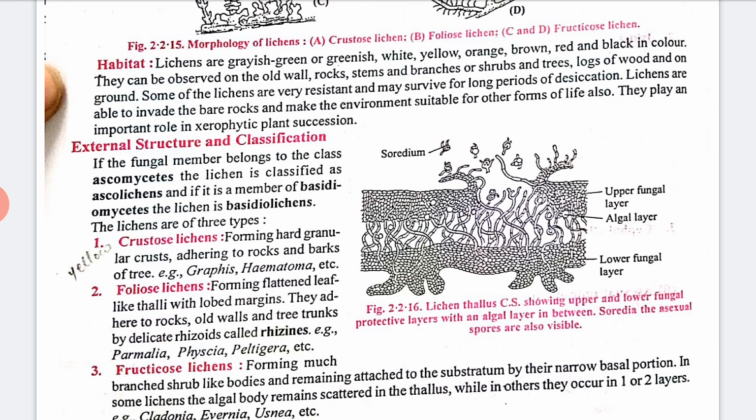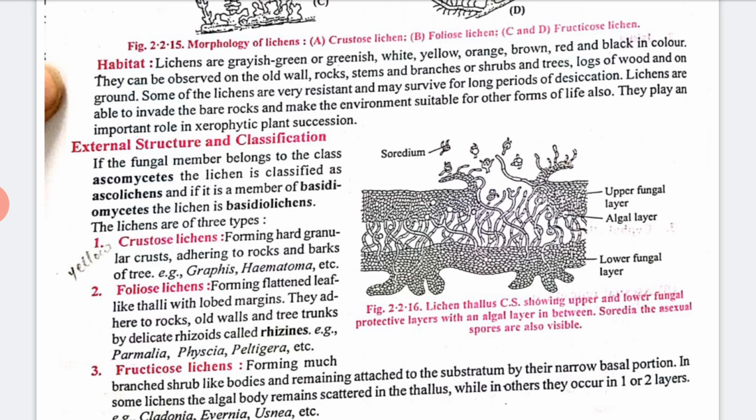Next is foliose lichen. It forms flattened, leaf-like thalli, thin with lobed margins, generally found on thin and flattened places, and attached to rocks, old walls and tree trunks. Now fruticose lichen. It forms much-branched, shrub-like bodies remaining attached to the substratum by a narrow basal portion. In some lichens the algal cells remain scattered in the thallus, while in others they occur in one or two layers.